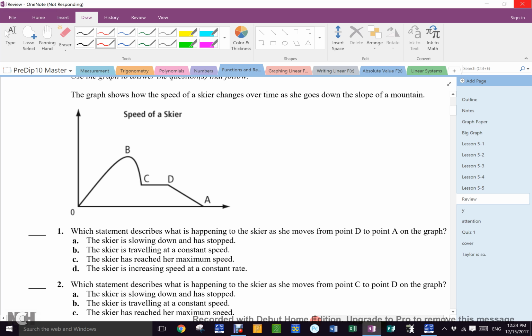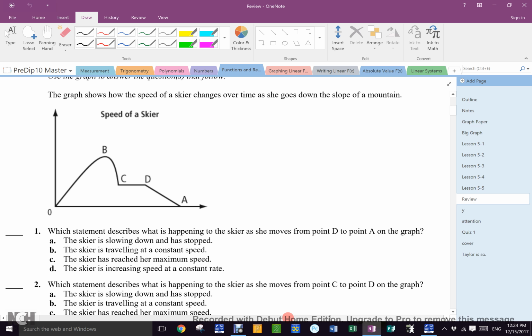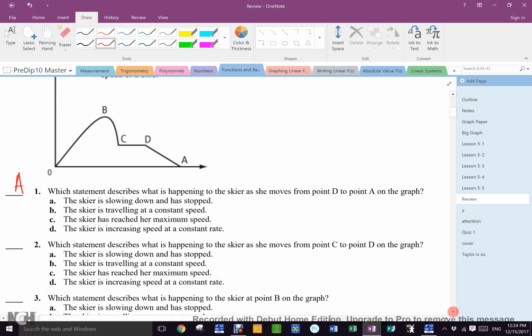Number one. Computer's frozen, so that's why I haven't written the right answer yet. All right. Sukmi, number one. Oh, A. A as in awesome. Yes, it absolutely is A. Number two, Evelyn. B, to go from C to D. Yes, abso-smurfly correct. Number three.